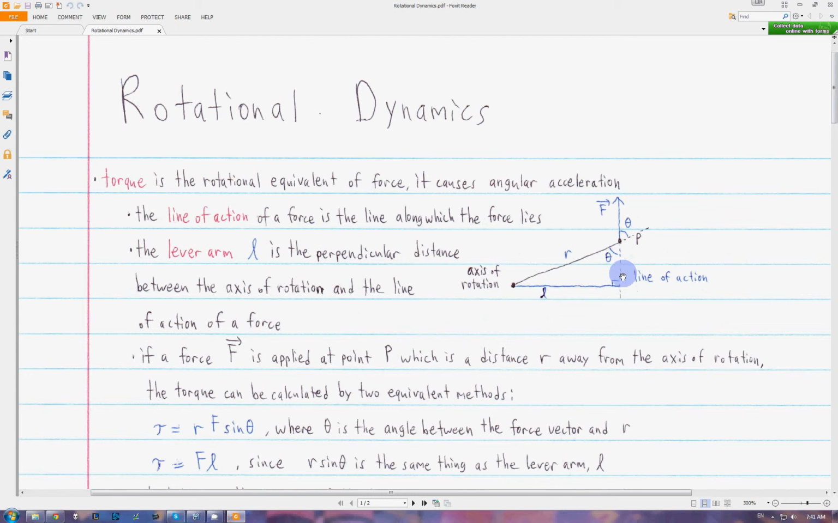So now that we have a rotational equivalent for force and mass, we can use Newton's second law in its rotational form, which is just the net torque is equal to the moment of inertia times the angular acceleration. And here you have to use radians for the angular acceleration, not revolutions.